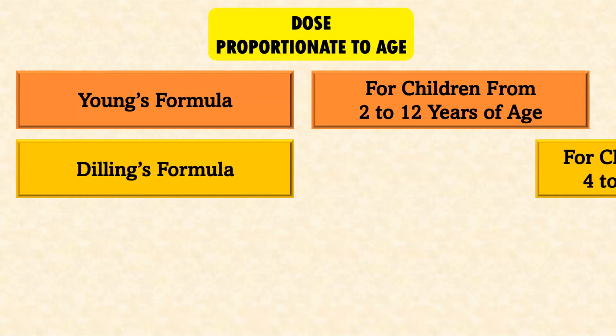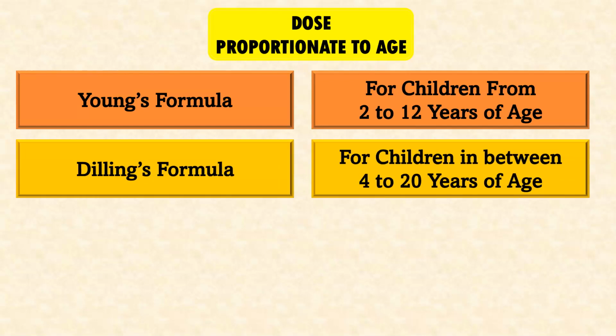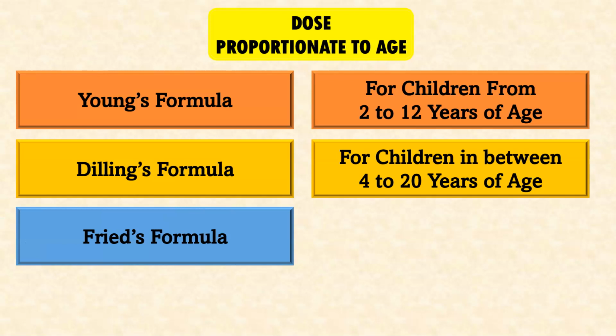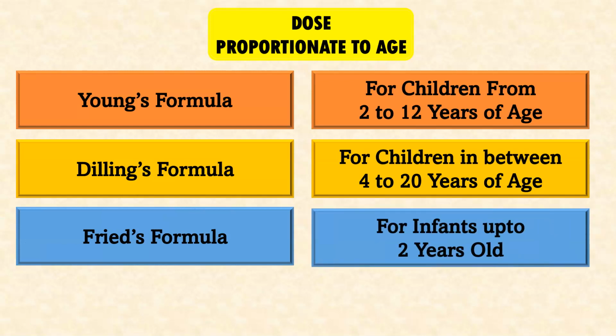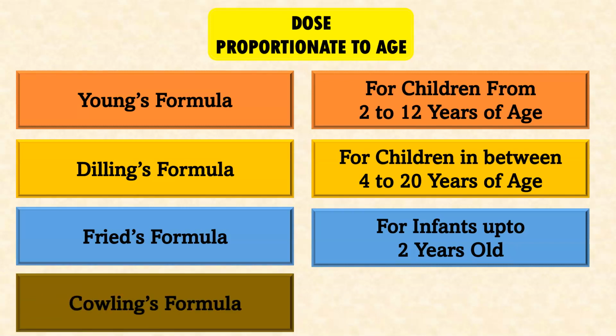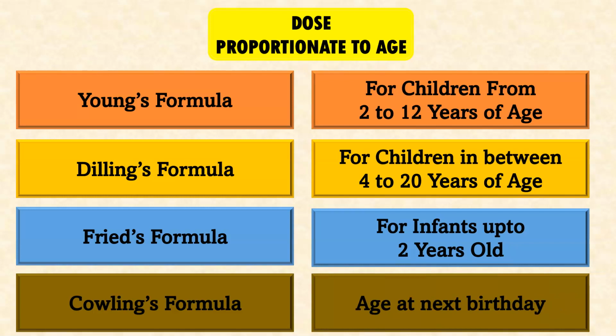Then next is Dilling's formula. You are going to use Dilling's formula for calculation of dose for children between 4 to 20 years of age. Then Fried's formula is used for infants, for calculation of dose for infants up to 2 years old. Then next is Cowling's formula, which uses the age at next birthday. We are going to see this formula in further slides.